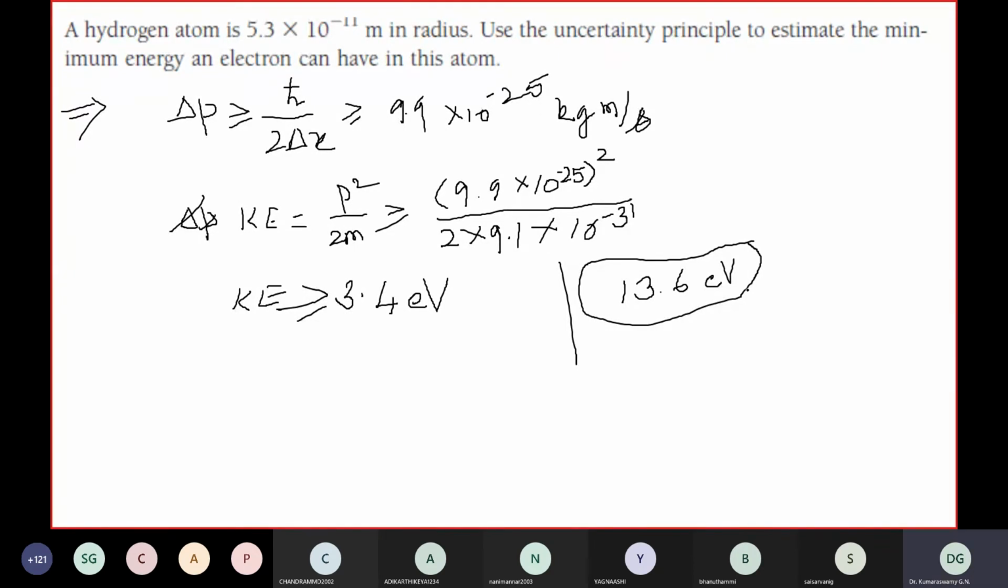This is your answer. Kinetic energy is greater than or equal to 3.4 electron volt. Sir, the answer came directly in joules, or did you convert? It was in joules. Here it was in joules. Then we divided by 1.602 × 10^-19. Then you got this electron volt. Okay.